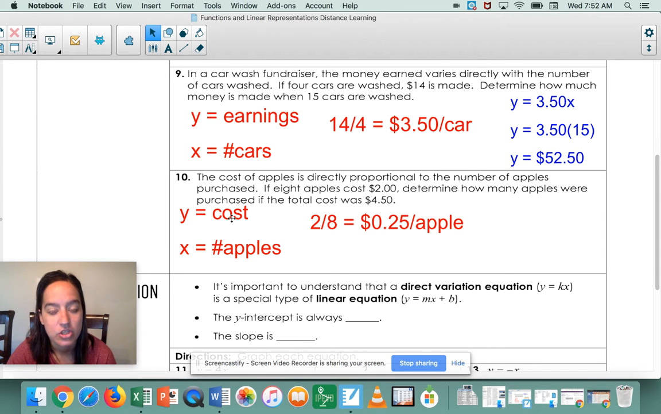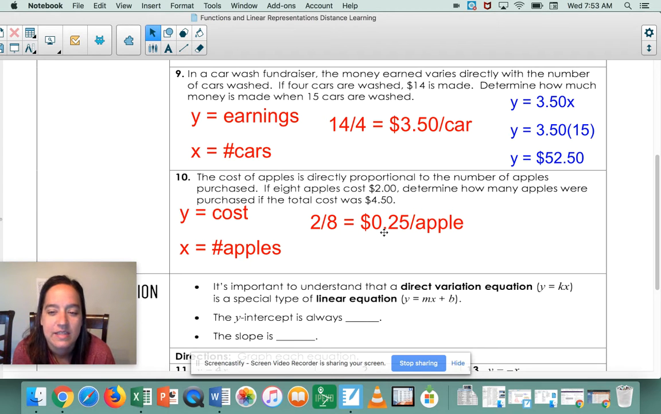So I put 2 on top because that was my cost, and 8 on bottom because that was my apples. I divided, and I got 0.25 apples. Cool. So if I were to write this equation, what would it be? Hopefully you're shouting out y equals 0.25x, and that would be correct.